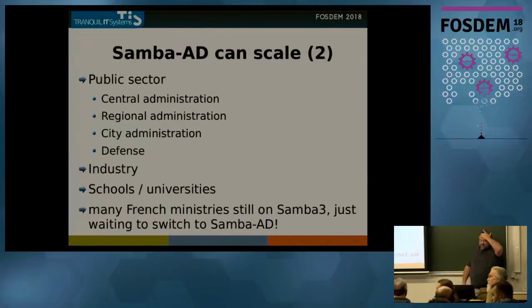So we have SaMBa at scale in central administration of ministries, French ministries, in regional administration, in city administration, and even in defense, French military. We have it in industry, school, and of course universities. And among those, there are still many on SaMBa 3, waiting to switch to SaMBa 4, and some of them is because of the scale factor. So there are really huge networks to be migrated.